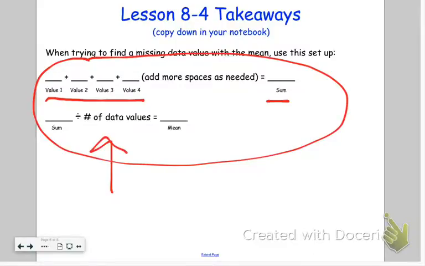Think, okay, if my mean is 100 and the number of data values is 4, like it was in number 6, what number divided by 4 gives me 100? That's the sum that you need to put in here. Or what if your number of data values is, let's say, 8, and the mean is 6? You might have to think to yourself, what must the sum be in this case? So I know 8 times 6 is 48, so this must be 48 over here. You have to be able to work backwards. You have to figure out what number divided by the number of data values gives you the mean that has been given to you in the problem.